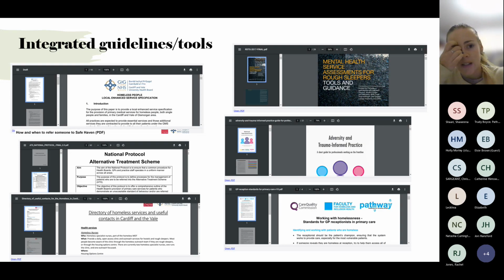Another thing that I thought was important was integrating guidelines and tools that people can download and then keep. The ones on the right-hand side are more general: the mental health assessment for rough sleepers, trauma-informed practice, and the standards for GP receptionists. Two of them are produced by Pathway, and they are more general national guidance that anybody can use anywhere. The three on the left-hand side are Cardiff specific. The top two are health board resources about two existing services that GP practices can sign up to be a part of. The bottom file is a directory that I put together as part of the project, which compiles contact details and descriptions of all the health or health-related services which serve the homeless in Cardiff.